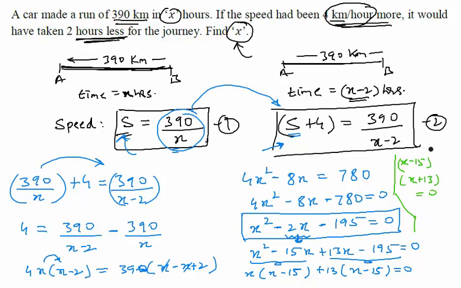So if something into something is equal to 0, either the first something should be 0 or the second something should be equal to 0. If the first something is equal to 0, we will get the value of x equal to 15, right? But if the second something is 0, then we will get the value of x equal to minus 13, right? So let us again see what x is. X is the number of hours that the car has taken to cover 390 kilometers. So it cannot be a negative quantity. Time should be positive, right? So 15 looks good.